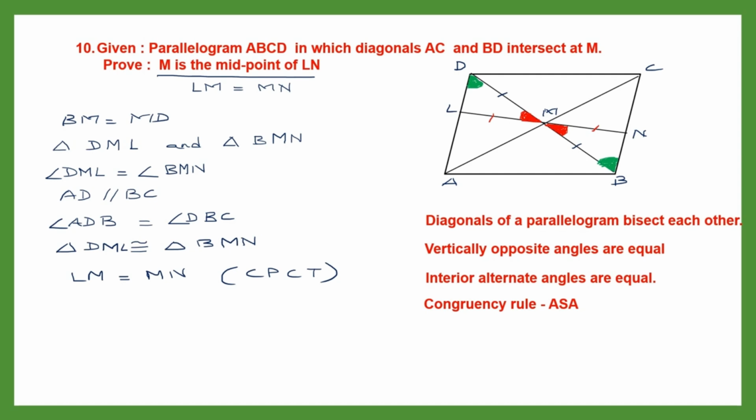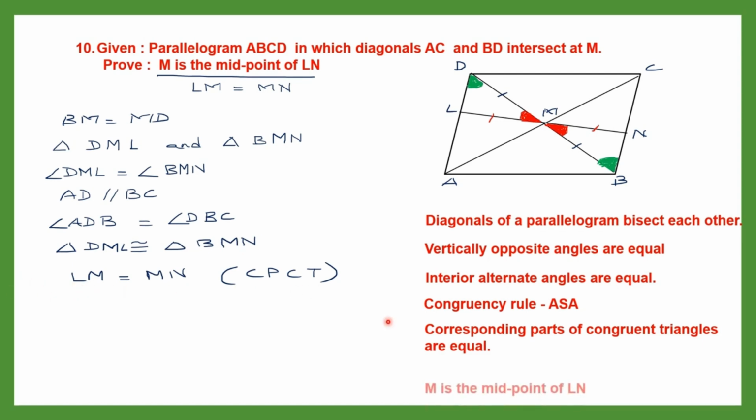So in that case, if both these sides LM is equal to MN, it is proved that M is the midpoint because this has divided this line into two equal parts. So we can say now the corresponding parts of congruent triangles are equal. So this has proved that LM is equal to MN. That means M is the midpoint of LN. We have proved that M is the midpoint of LN. So you end by saying hence proved.